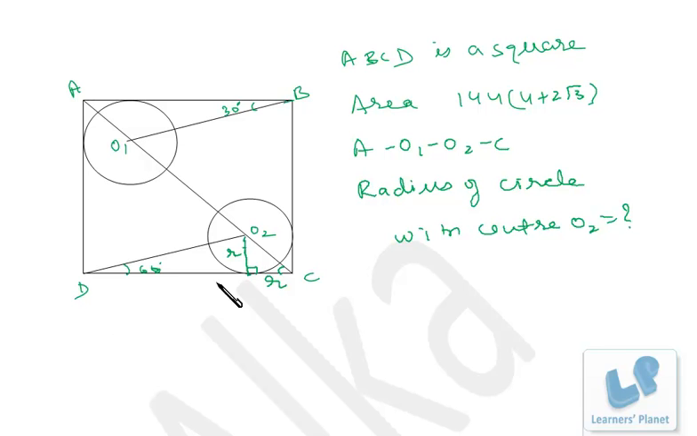Now suppose I assume this point to be P. We are unaware of the side DP. The thing that we have to calculate is R, and we don't know DC. Since in the case of a square, the area is side squared, can we find the side?